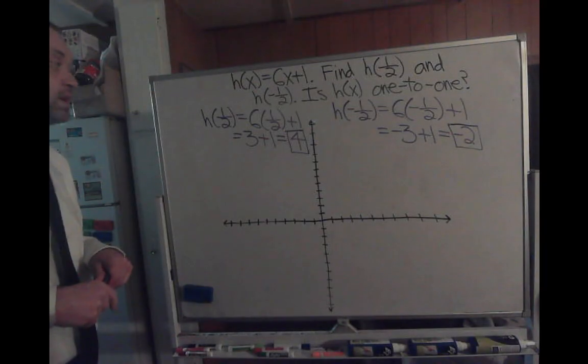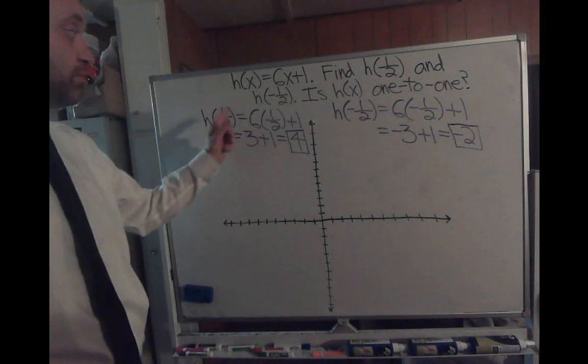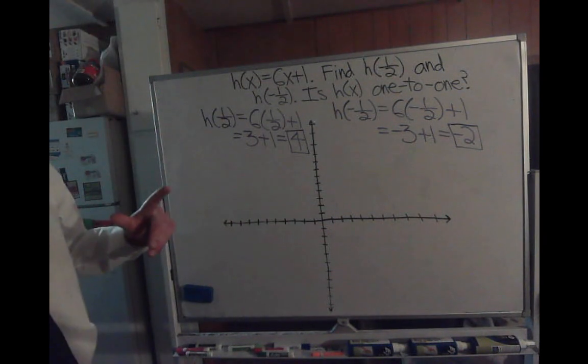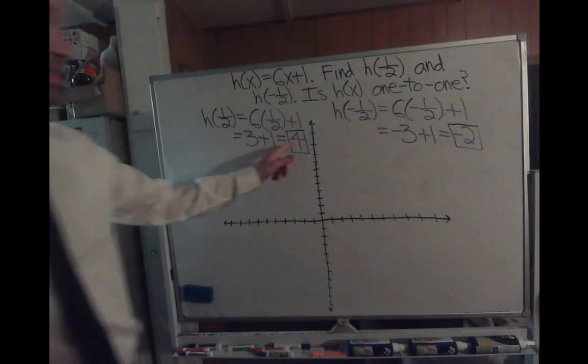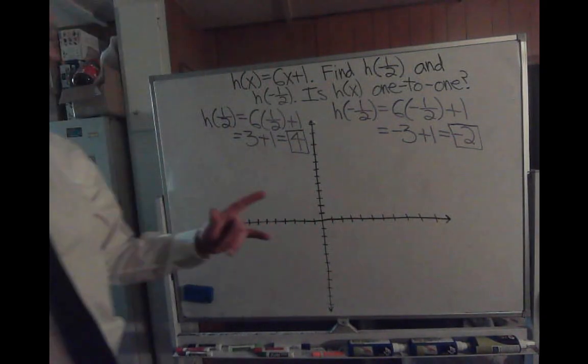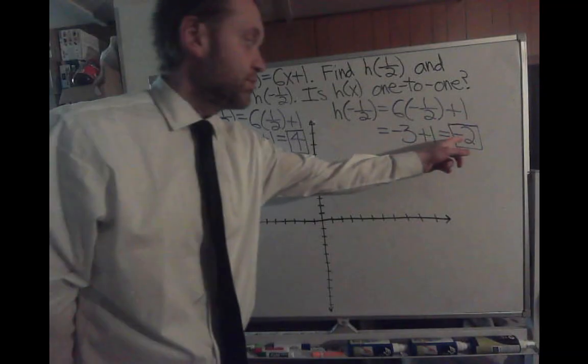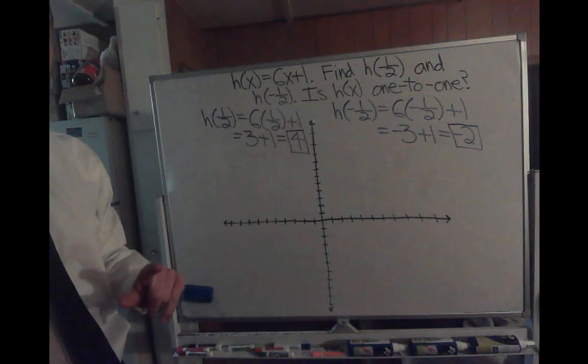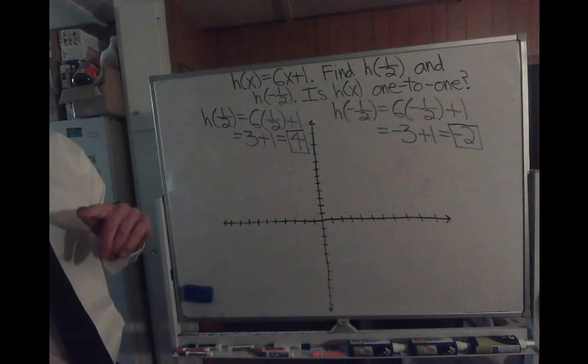Well, we have two members of the domain that have different values of the range. It's definitely a function, and you don't have the same repeating members of the range. So each of these members of the range, 4 and negative 2, have one and only one member of the domain. And we can answer this question too.